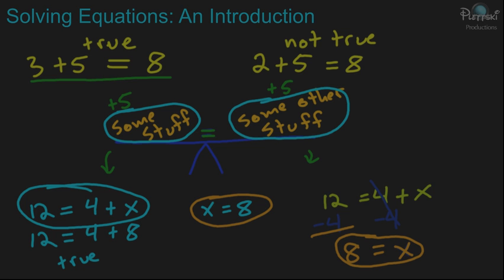So if you get a problem that says solve for x, this is how you would do it in this case. You would subtract 4 from both sides. You'd get x by itself on one side of the equation and see what it equals on the other. So in this case, x would equal 8.